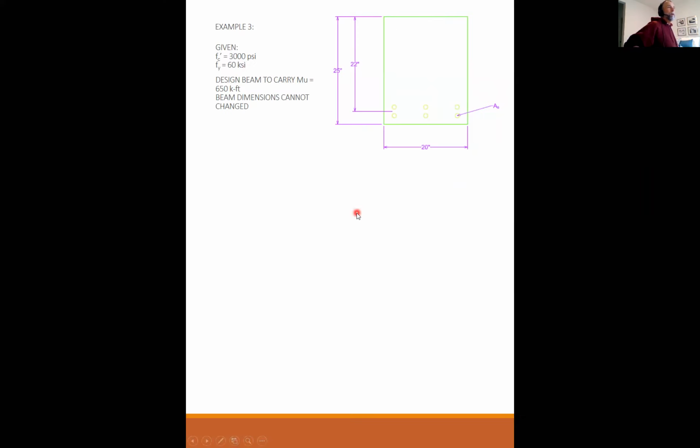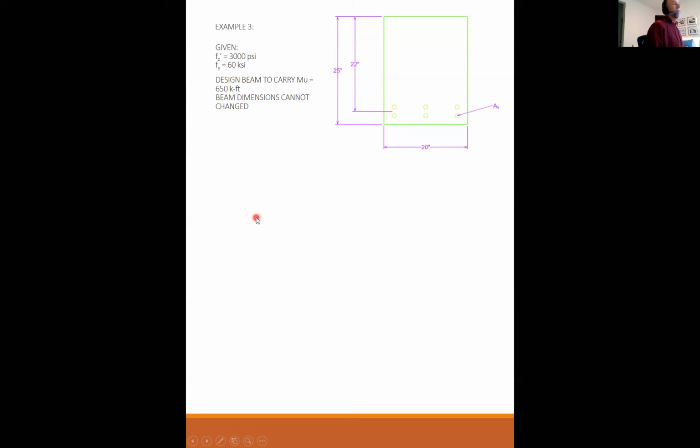All right, so here's the problem. We have this beam. So far, it only has tension steel. All the dimensions are given to you. The strength of the concrete is 3,000 psi. We want to design this beam to carry an Mu equal to 650 kip-feet. We cannot change the beam dimensions. We are constrained to a 25-inch deep beam. So we want to find the area of steel that will carry 650 kip-feet.